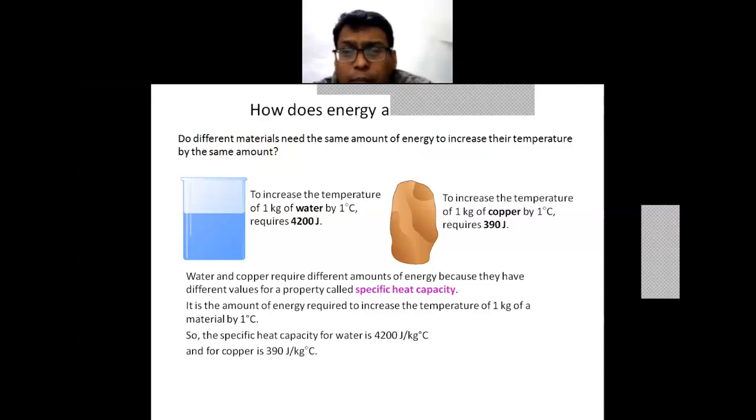Water and copper require different amounts of energy because they have different values of a property called the specific heat capacity. That is how much heat can be held by that substance when there is an increase of 1 degree Celsius. It is the amount of energy required to increase the temperature of 1 kg of a material by 1 degree Celsius. So the specific heat capacity for water is 4200 joules per kg per degree Celsius, and for copper it is 390 joules per kg per degree Celsius.